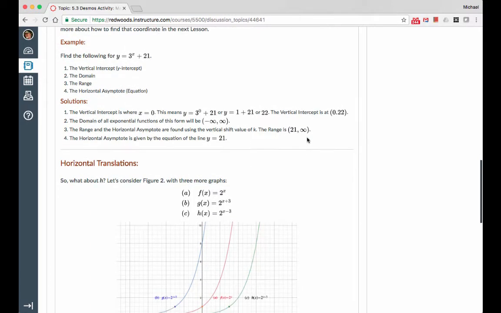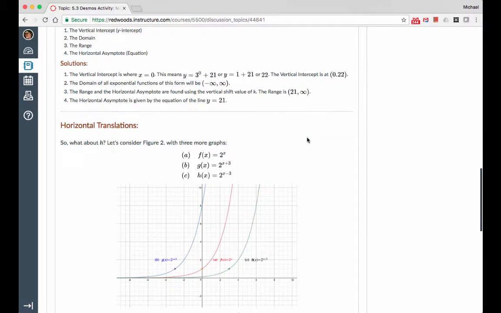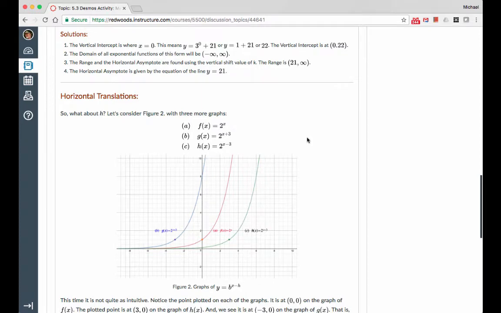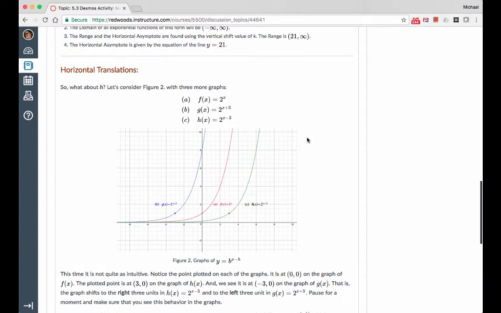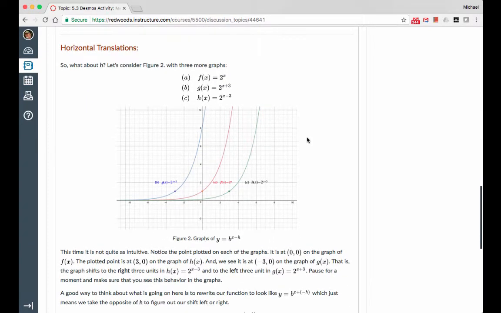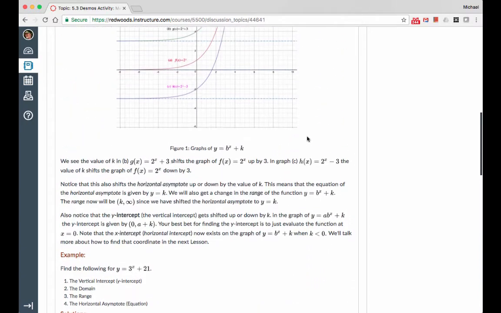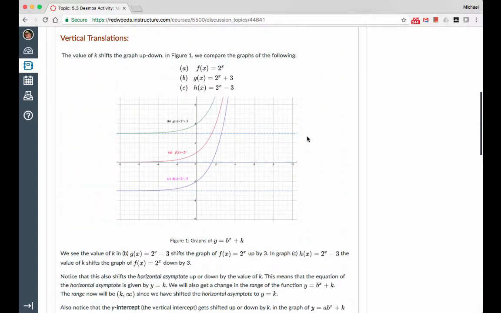Let's shift our focus now to horizontal translations. In a horizontal translation, the number that does the shifting is attached to the x. Notice that in this example we've got f of x equals 2 to the x again, but now it's 2 to the x plus 3. Notice that the 3 is up in the exponent position. Contrast that to our previous example, where it was down, being added to the base raised to the x.